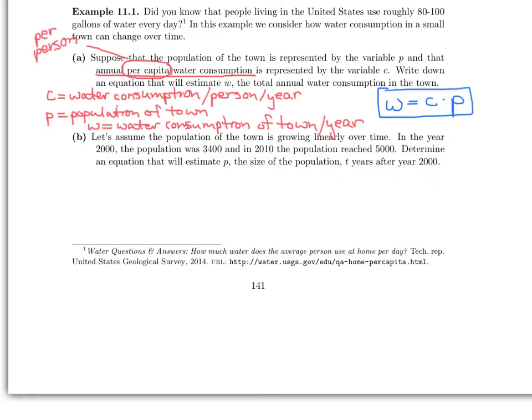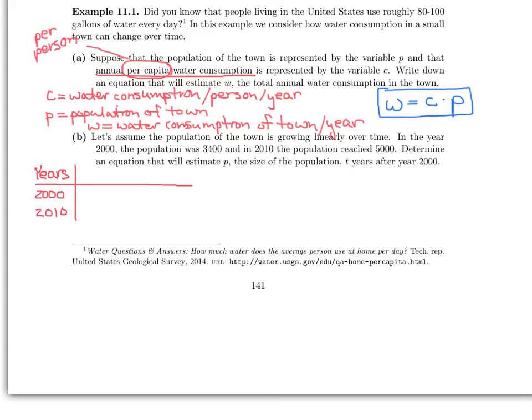So again, there's an awful lot in this problem. Before we set out to find an equation that will estimate P, let's try and organize the information that we've been given. So let's start by just making a table. So we're given information in a couple of years. We're given information in the year 2000, and we're given information in the year 2010.